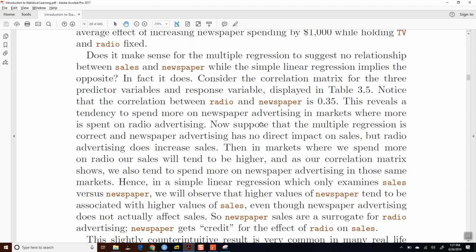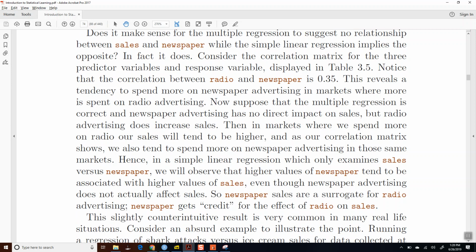And so let's just assume that the multiple linear regression is correct in that the newspaper advertising has no impact on sales, but the radio advertising does have an impact on sales. And so in the markets where we do spend more on radio, there's going to be more sales. And because there's correlation between radio spending and newspaper spending, we're going to end up seeing a relationship where it looks like there's a positive relationship between newspaper spending and the sales numbers.